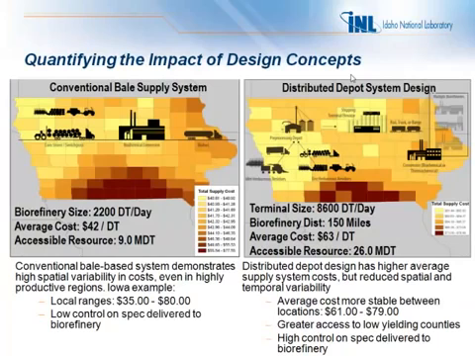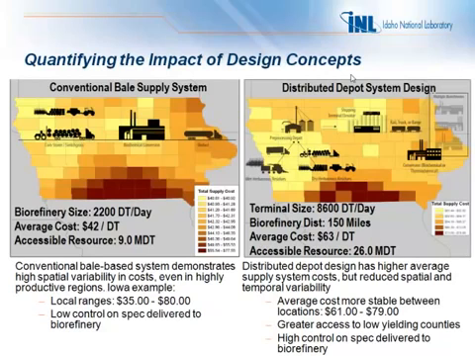So here's some of the results implementing some of the concepts we just talked about using our integrated framework. As you can see, with the conventional system, as mentioned earlier, we have very little control over the specs prior to the material being delivered to the biorefinery. You can see we have a wide range, or high spatial variability, in cost. We have between $35 and $80 per dry ton delivered to the biorefinery.